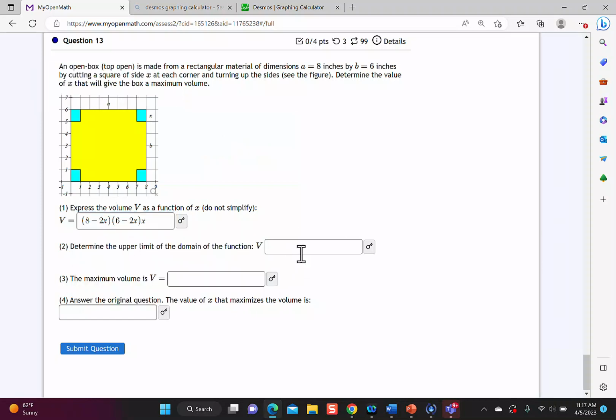Second question says, determine the upper limit of the domain of the function V. So let's think about the domain of V. When I look at it, I have to think about this X, and X is a measurement, so that measurement needs to be positive. So it needs to be greater than 0, right? We can't have anything less than 0 because then I wouldn't have a height. Then I need to consider what happens when I subtract this 2X from the length and the width. So I have to think, what's the most I can subtract? Really, this works out to just finding our x-intercepts of this polynomial that we formed from 8 minus 2X times 6 minus 2X times X.